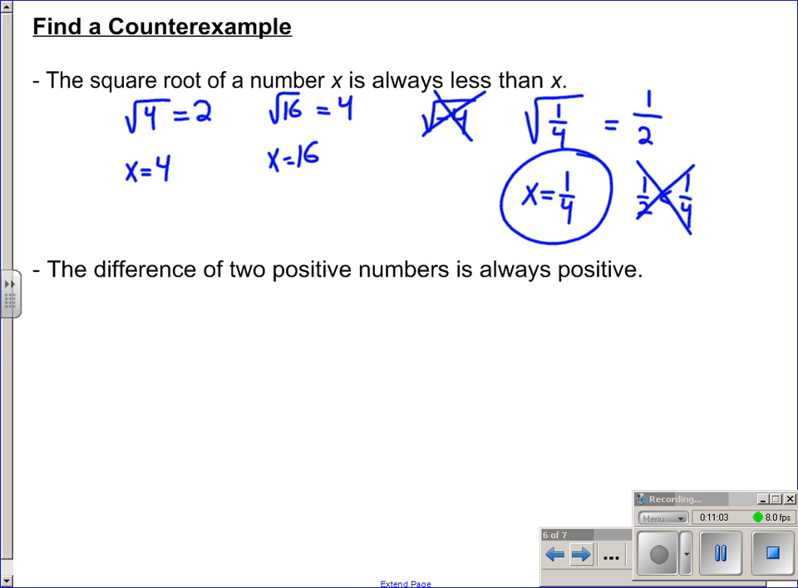For the next one, the difference of two positive numbers is always positive. So difference means subtraction. We're trying to come up with something where we're not going to get something that is always positive. So like 3 is a positive number, minus 6, that's a positive number. We get -3. That's not positive. There's our counterexample.